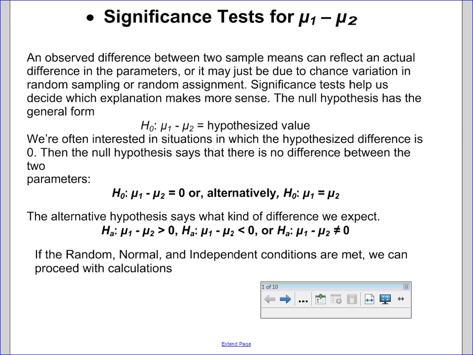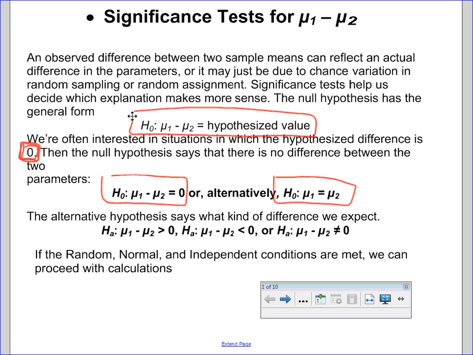So an observed difference between two sample means is generally going to have a null hypothesis of this. However, the one we're really going to focus on, and the only one we're really going to cover in this class, are these two. And then the alternative hypothesis.